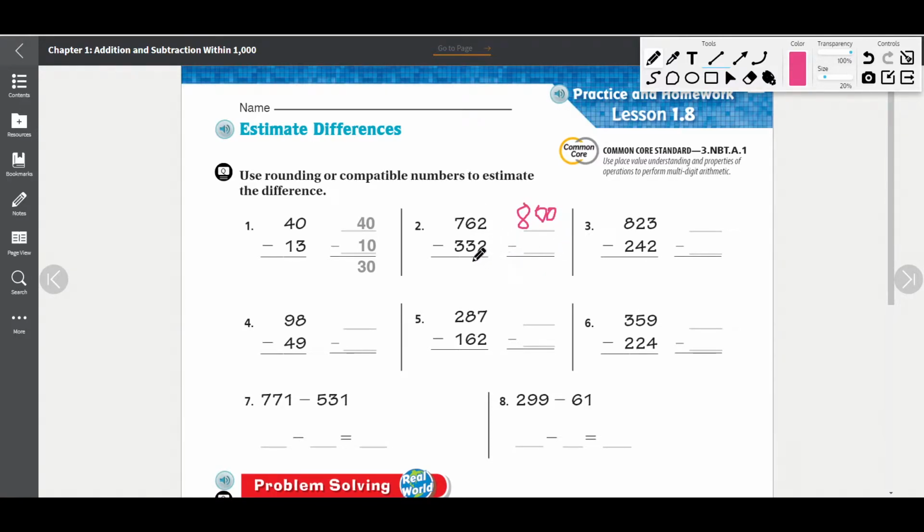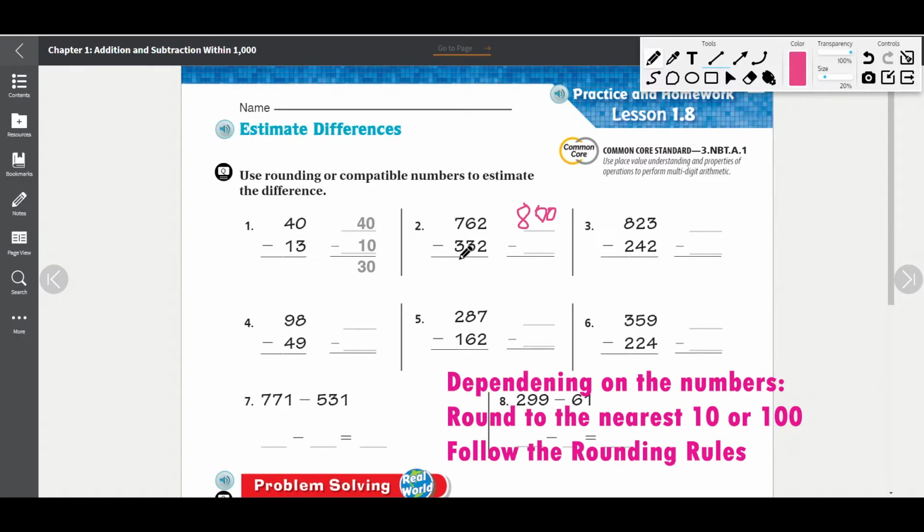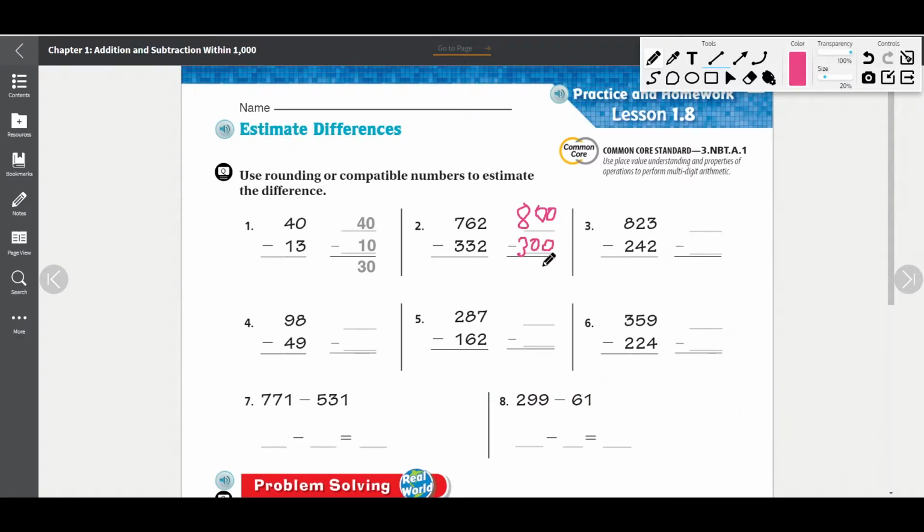And then we have 332. To make it a compatible number, the number 3 on the 10th place is not strong enough to push 3 one number up. So this is going to be 300. Now it's going to be easy for students to subtract these numbers using estimation and rounding.